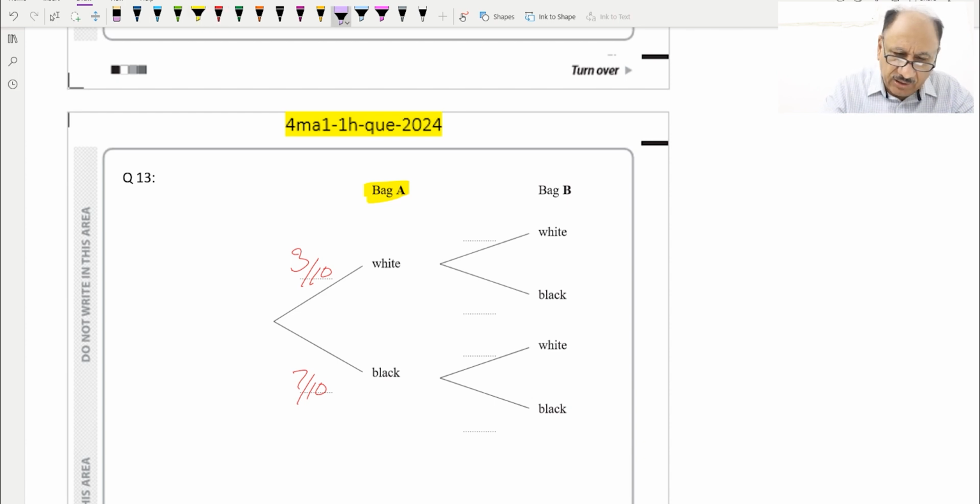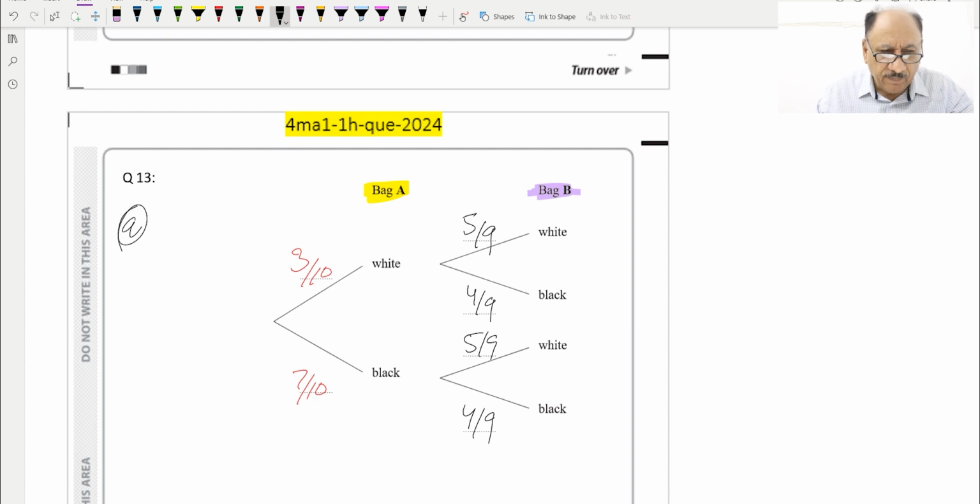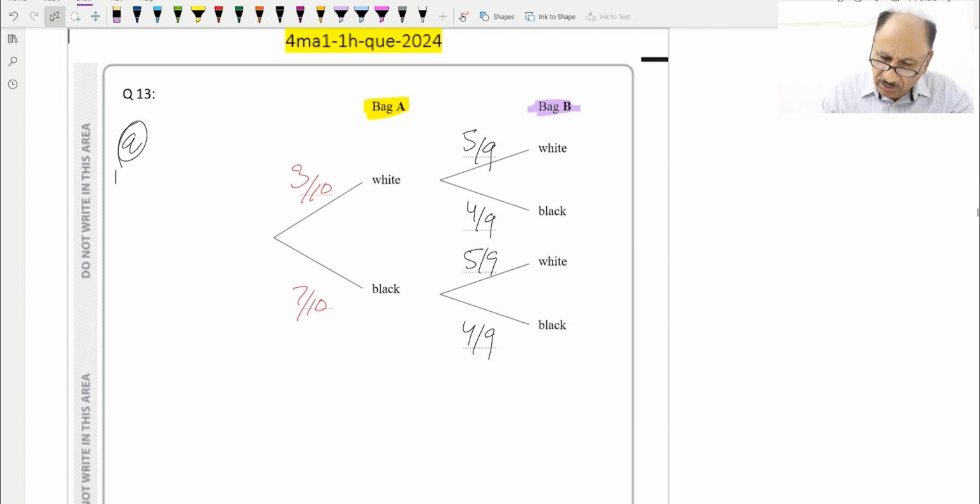And now for bag B, which is this one, how many does it contain? 5 white, total 5 plus 4 is 9, so 5 by 9, and this will be 4 by 9. And similarly this will be 5 by 9 and 4 by 9. So our tree diagram is complete, which we were supposed to complete in the A part, and this was for 2 marks, which we have done.